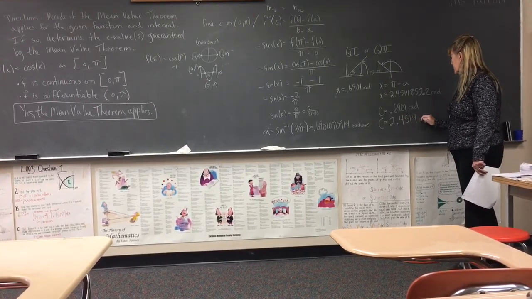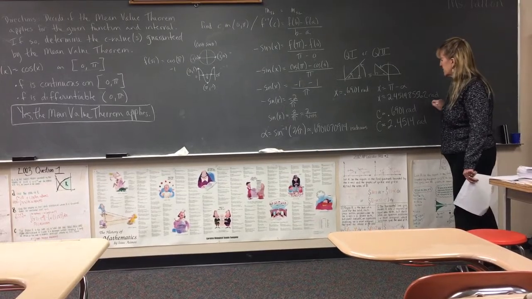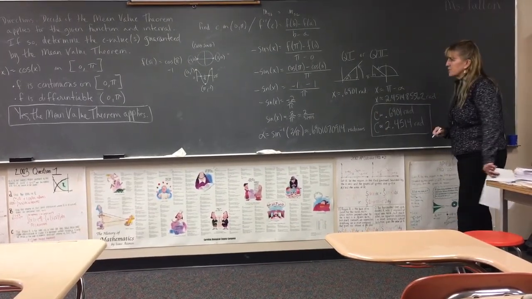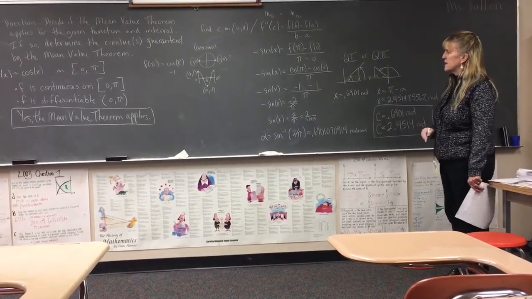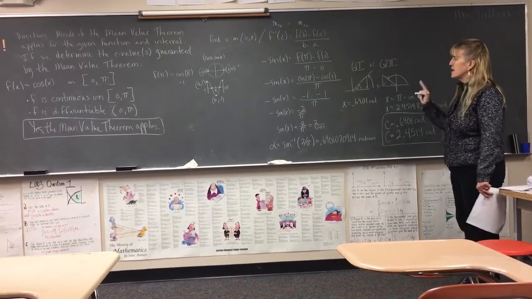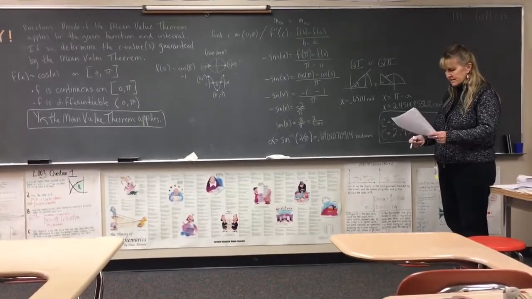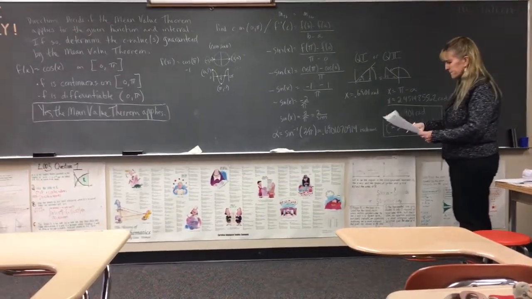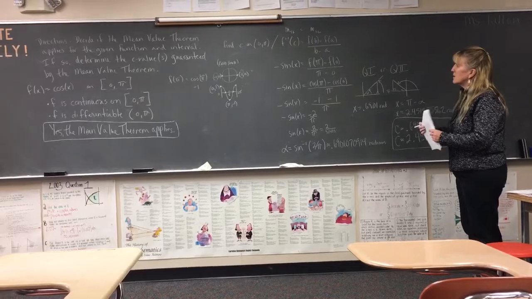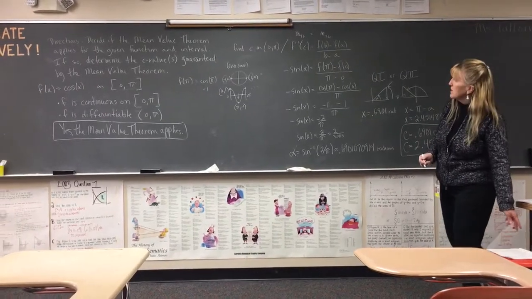I could stop there. I'm going to throw the 4 on it. I'm not going to bother rounding at all. And I'm going to say that those are my 2 C values guaranteed by the mean value theorem. And both of them happen to fall within my interval. It's possible that one would and one wouldn't, but in this case, they both did. That's about all we have for mean value theorem.